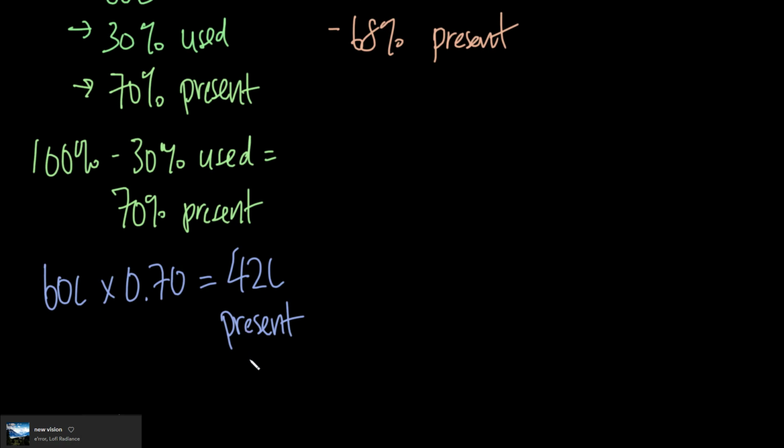Then we can solve for how much is used, right? We can do 60 minus 42, and that gives us 18 liters. But that's not what the question is asking, the 18 liters used. That's just a bonus. We don't need to know that. And now we can go back to car B.